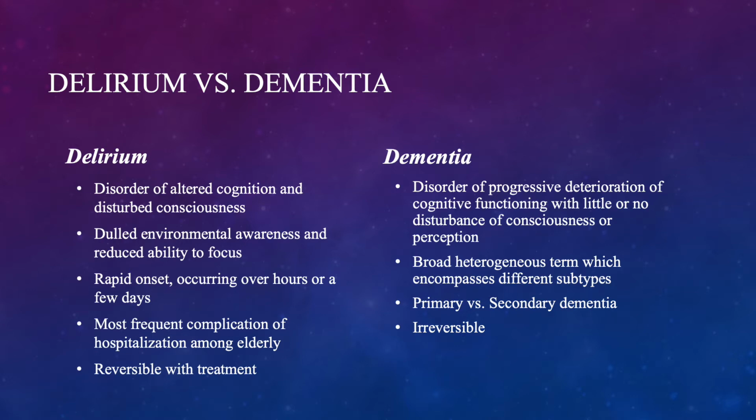This is a disorder of altered cognition and disturbed consciousness. So people can actually hallucinate, they perceive things differently, they can have auditory or visual hallucinations, they can have their perception of the world disturbed. Their environmental awareness is dulled. They're not able to focus. Usually this comes on pretty quickly, over hours or days. It is a very frequent complication of hospitalization among the elderly, although it can happen to younger people too. And it's reversible with treatment.